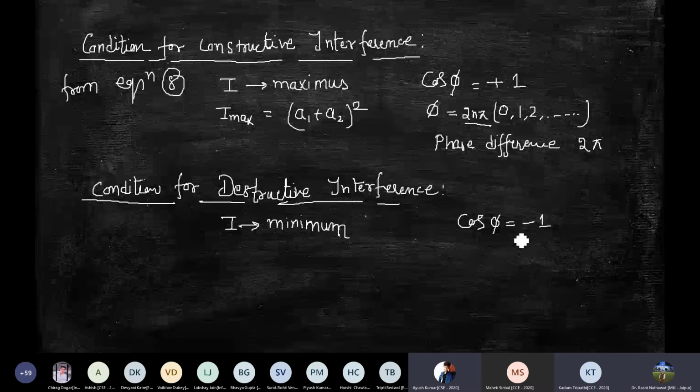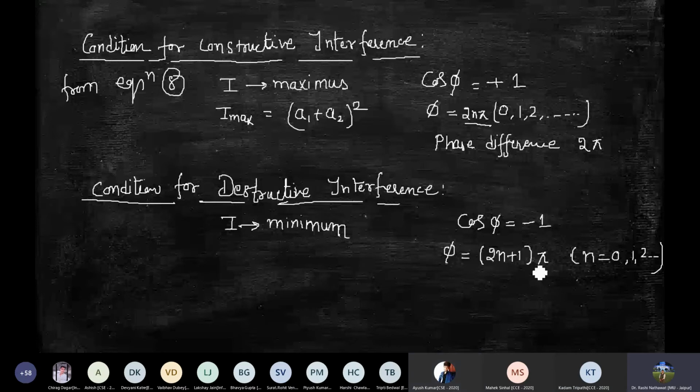Then phi will be pi, 3 pi, 5 pi, and so on. That is, phi is (2n plus 1) pi, where n is equal to 0, 1, 2, 3. So guys, this is very important.